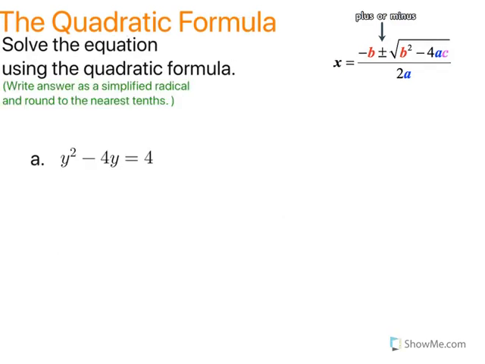Let's look at our last example. Here we have y squared minus 4y equals 4. We're going to begin by subtracting 4 on both sides so that we can get this equation in standard form. Once we do that, we have y squared minus 4y minus 4 is equal to 0, and we can now identify a, b, and c. A in this case would be 1, b would be negative 4, and c would be negative 4.